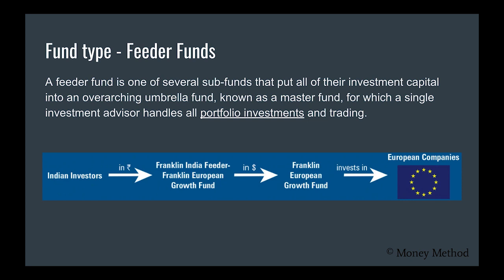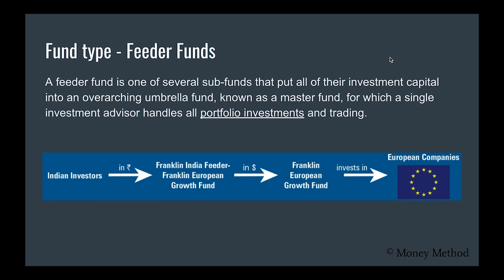Now let's understand what the different kinds of funds are. One kind of fund is feeder funds. These are funds that pull in money from local investors and then put that money into a global fund. Franklin Europe Growth Fund is an example. They create a feeder fund in India to collect all the money from Indian investors and put that money into the European Growth Fund.